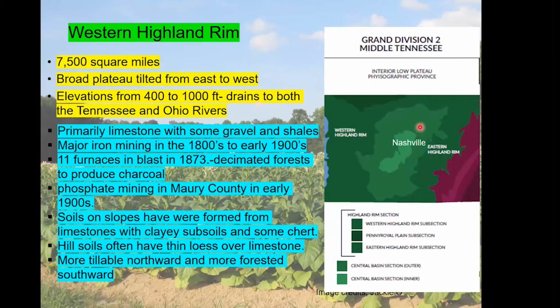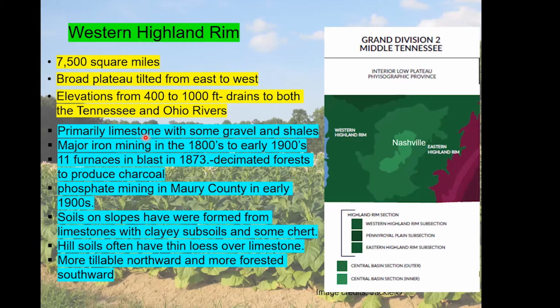The Western Highland Rim is a broad plateau, and it's tilted from east to west. That means it's tilted this way a little bit to west. So the sun rises in the east and sets in the west. So it's going to get that early morning sunlight right there. And that's going to make a little difference on the trees. It drains to both the Tennessee and the Ohio River. So there's primarily limestone, gravel, and shale.